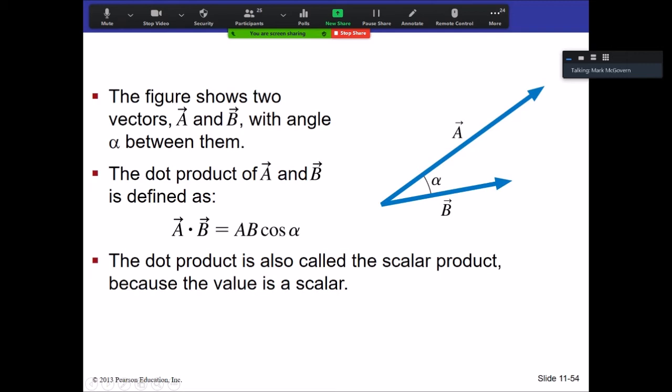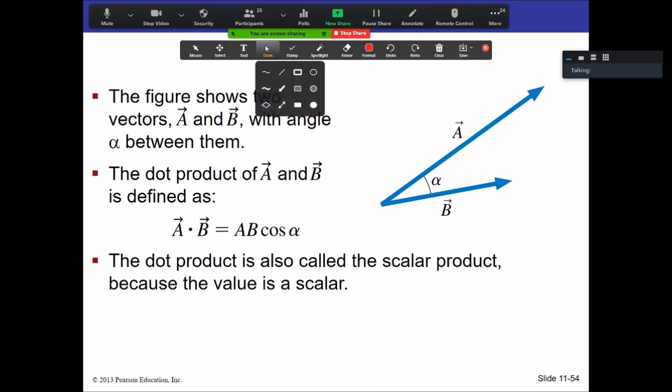Now, let me remind you how we said this before. Let me remind you of something. In fact, let me draw it out. Okay. So our definition of work that we developed previously was force times a displacement, which I'm going to call delta R, times a cosine theta.